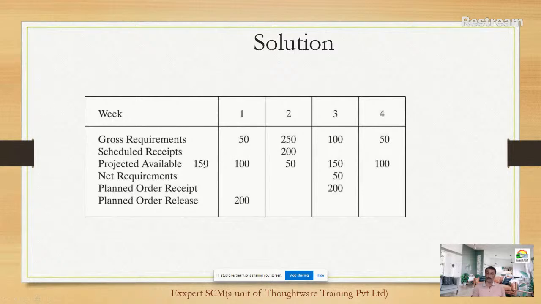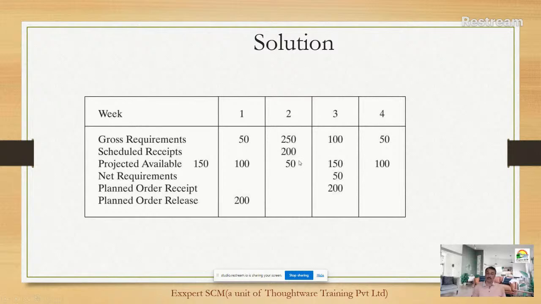So you have a balance of 150 in the beginning, and the first week there is a requirement of 50, so the balance is 100, and you have a scheduled receipt 200, so totally the available balance comes to 300 minus 250, so you have 50 available. But next week, on week 3, you have a requirement of 100 while you have only 50 available with you.